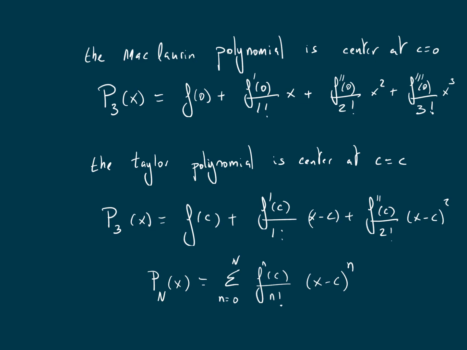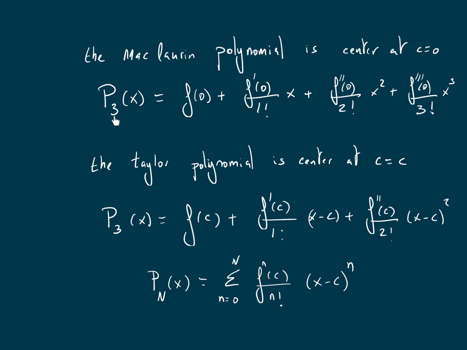The Maclaurin polynomial is always centered at c equals 0. And if you want to find the third degree Maclaurin polynomial centered at 0, it is the value of the function at 0 plus the derivative of the function evaluated at the point 0 divided by 1 factorial multiplied by x. This is the tangent line to the curve f of x, plus the second derivative of the function evaluated at 0 divided by 2 factorial multiplied by x squared.